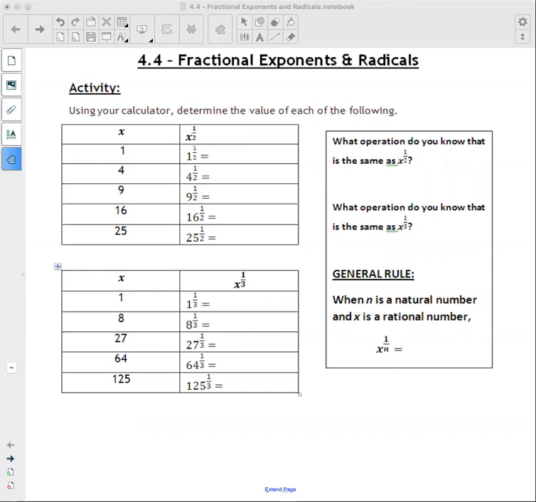So we have our x column here, and then on the right column, we're doing an operation to x, okay? We're just raising it to the exponent 1 over 2. So 1 to the exponent 1 over 2 is equal to 1. Please pause this video and feel free to fill out the rest of this table on your own.